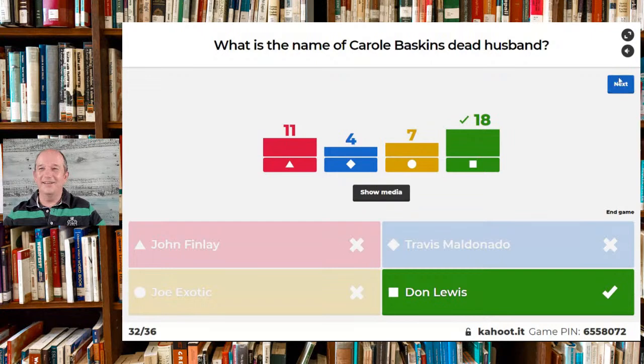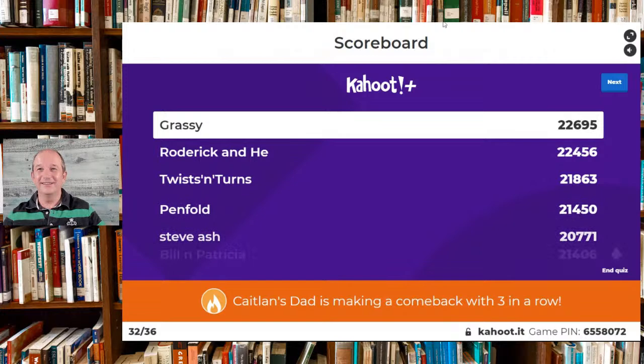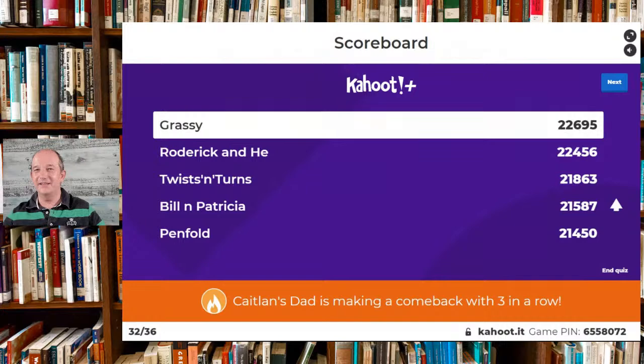Let's see how that's affected the leaderboard. Oh, Bill and Patricia sneaking up there. Penfold back down to fifth place. Caitlin's dad making a comeback with three in a row. I'm going to guess that Emma got that right. So well done. We can move on to the next question.